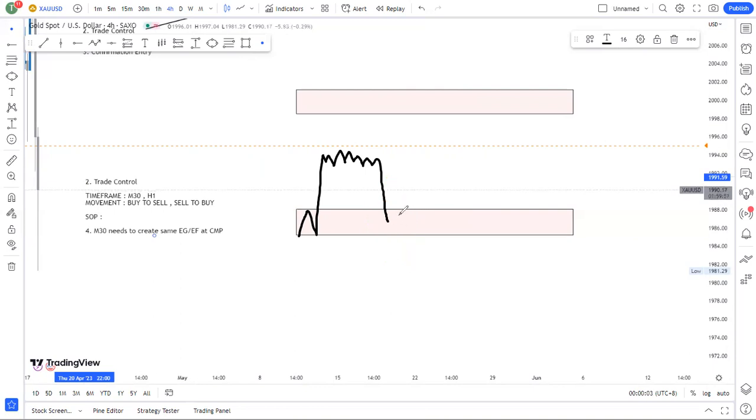When we focus on CMP, we need to change the time frame to M30. What the price needs to do is create the same engulfing, which is engulfing buy, on M30. And if it creates this engulfing buy on M30, this is what we call trade control. Understand it?